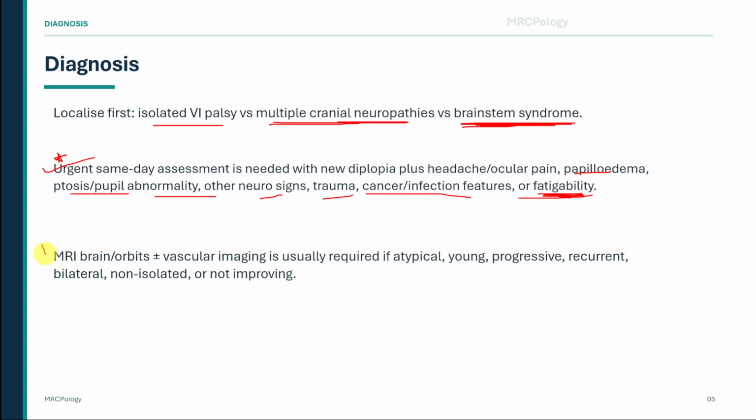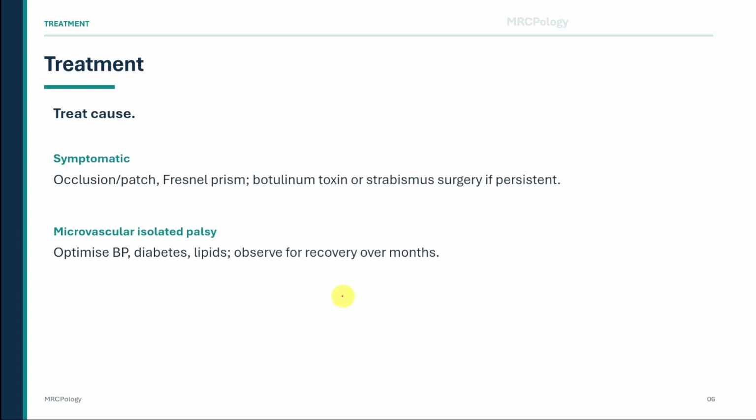MRI of the brain and orbits, with vascular imaging where appropriate, is usually required if the presentation is atypical, young, progressive, recurrent, bilateral, non-isolated, or not improving. In older patients with vascular risk factors, a truly isolated sixth nerve palsy may be microvascular, but this is a diagnosis that requires careful clinical judgment and follow-up.